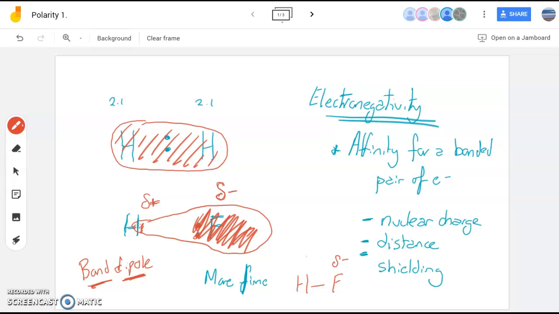That is slightly negative, that is slightly positive. So a bit like poles on a magnet, it has a slightly negative and a slightly positive end. So that is called a polar bond, right?